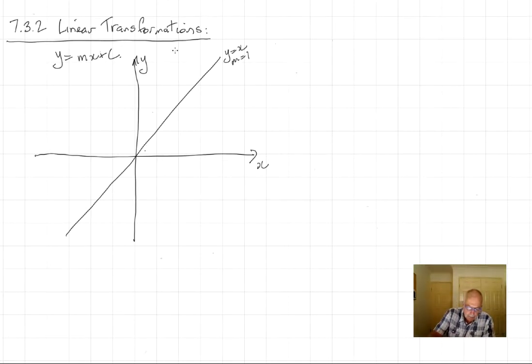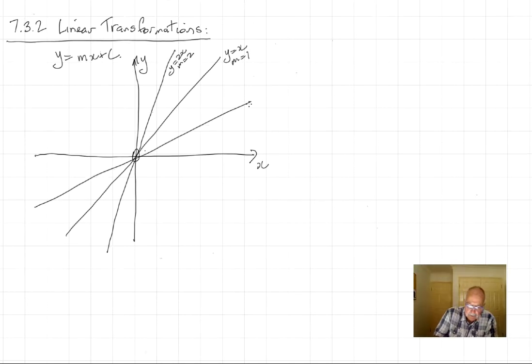y equals 2x is simply twice as steep. So y equals 2x, in this case m is equal to 2. And once again, the c value is 0, so all equations of y equals mx just go through the origin, O for the origin. And this one here, about halfway between the two, is y equals a half x, so m is equal to a half, the gradient is a half, and so on. A quarter x would be like this, not as steep.